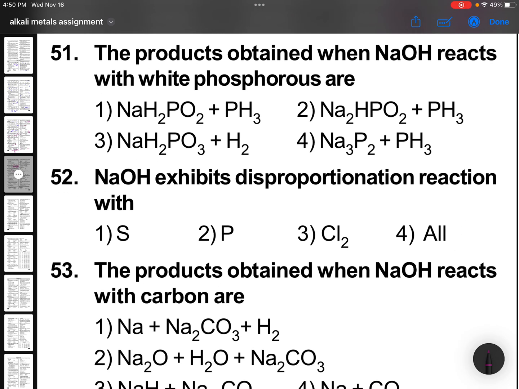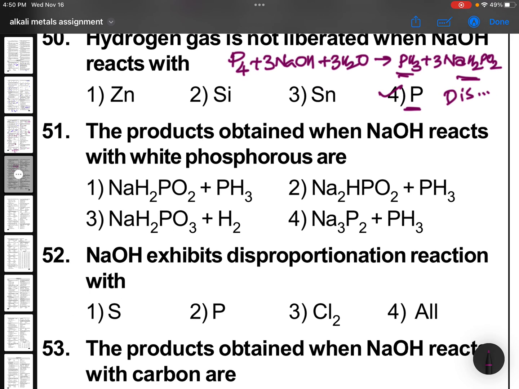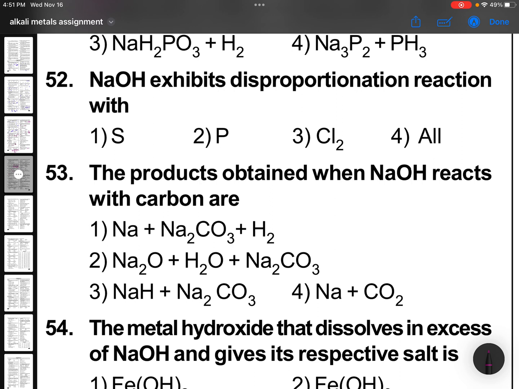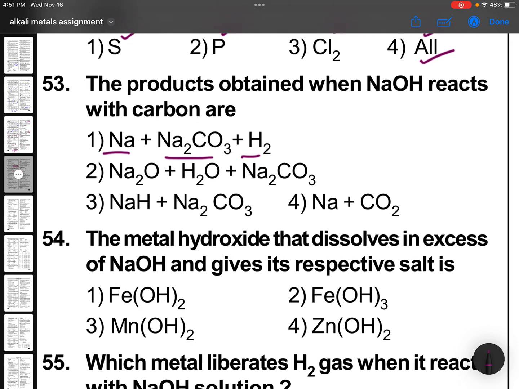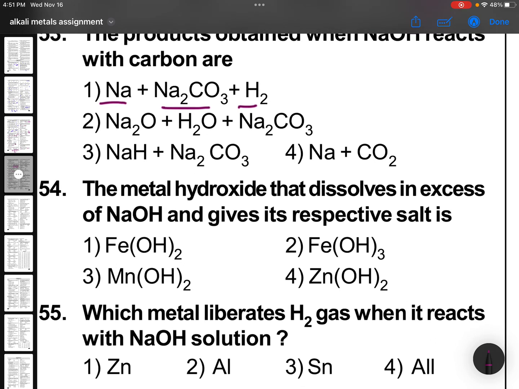The products obtained when NaOH reacts with white phosphorus, same reaction just now we were writing. 51st question, NaH2PO2, PH3. NaOH exhibits a disproportionation reaction with sulfur, phosphorus, chlorine, all. Now chlorine reactions will come, don't worry. The products obtained when NaOH reacts with carbon are, this is something interesting, sodium carbonate and hydrogen. When NaOH reacts with carbon directly, it will convert carbon into carbon dioxide, and sodium hydroxide is converted even into sodium.